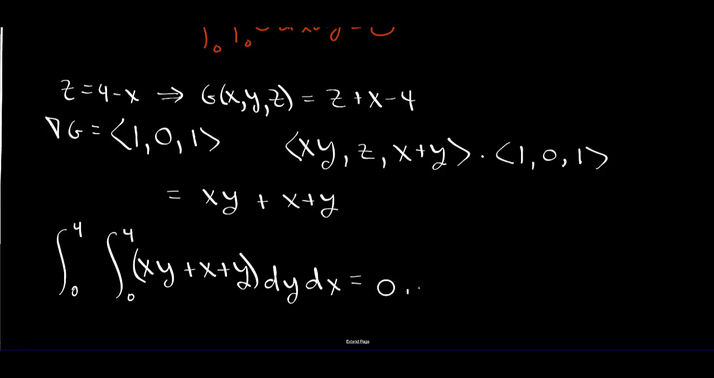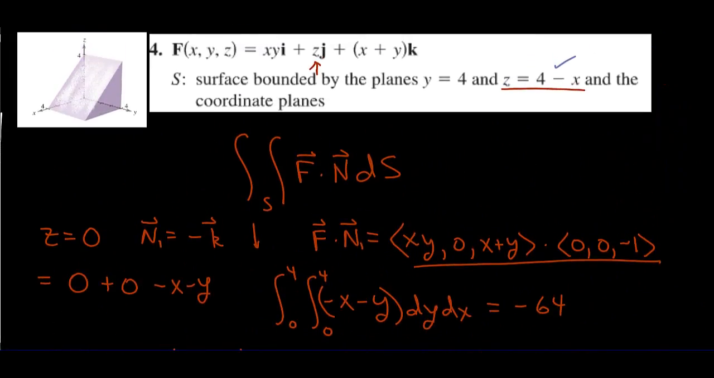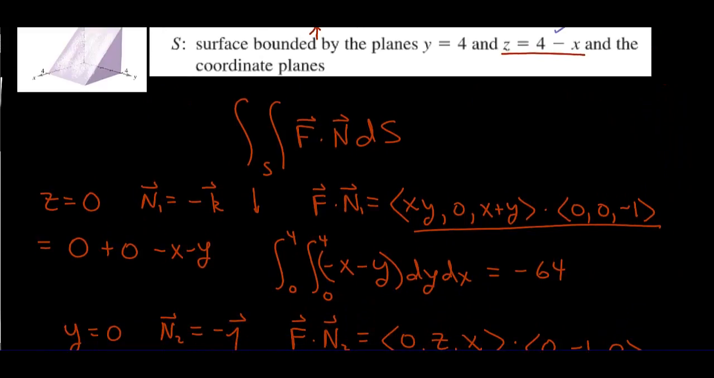Actually, not 64, 128. Sorry about that. 128. Okay. Now, notice what we have here is we have 5 different numbers. Here's what we have so far. Now, we've addressed every surface. We've addressed all 5 of those surfaces.